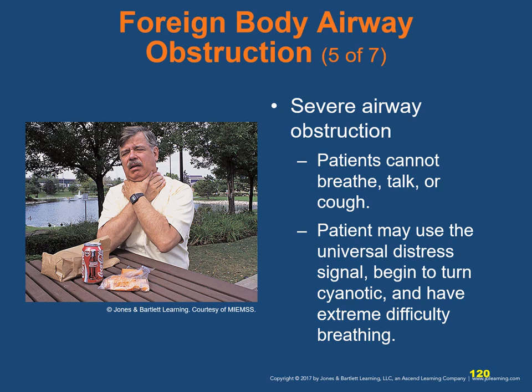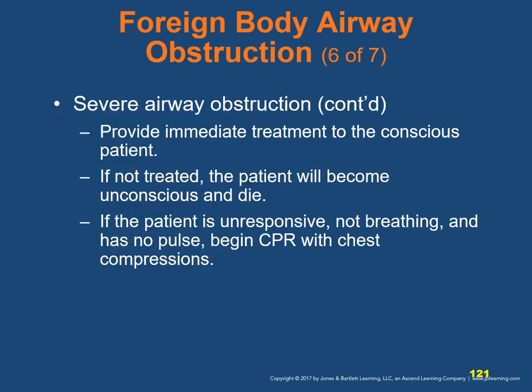For severe airway obstruction, patients cannot breathe, talk, or cough. The patient may use what's become known as a universal distress symbol, where they clutch or grasp their throat and they begin to turn cyanotic and have extreme difficulty breathing. There is little or no air movement, so ask the conscious patient, "Are you choking?" If the patient nods yes, provide immediate treatment.